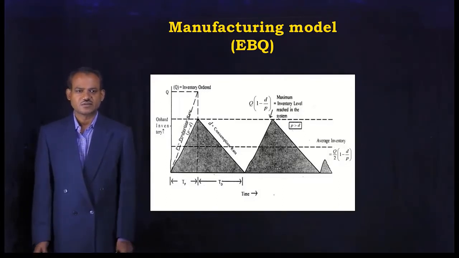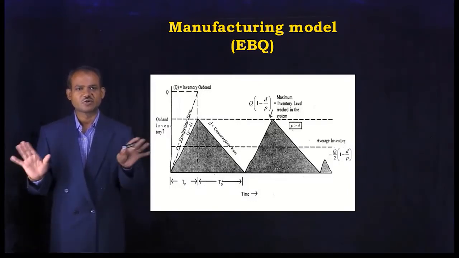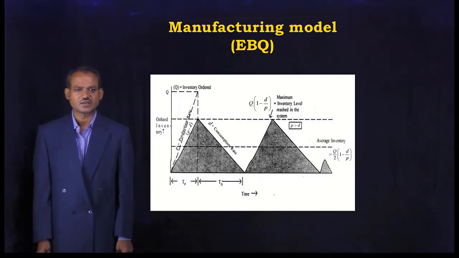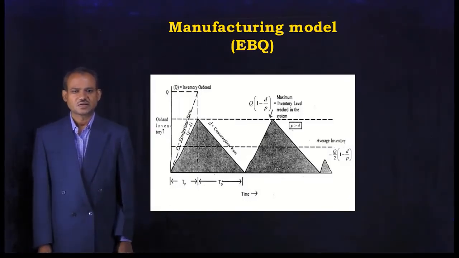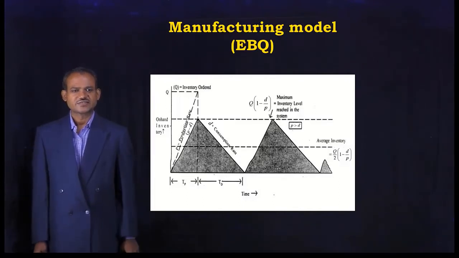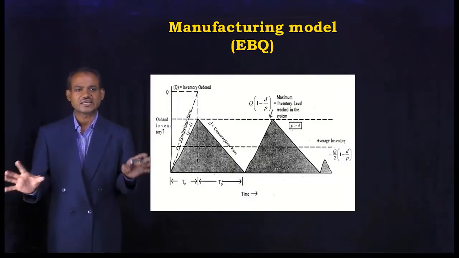In Unit 3, there are two important derivations. One is EOQ, economic ordering quantity derivation, also known as the purchase model. Next, coming to the second derivation, the manufacturing model, also known as the production model, also known as EBQ.